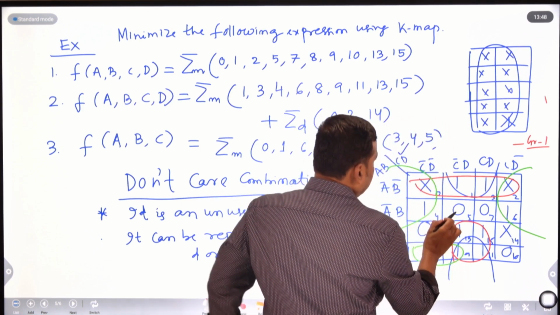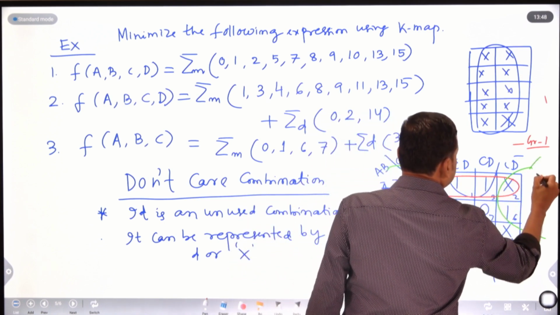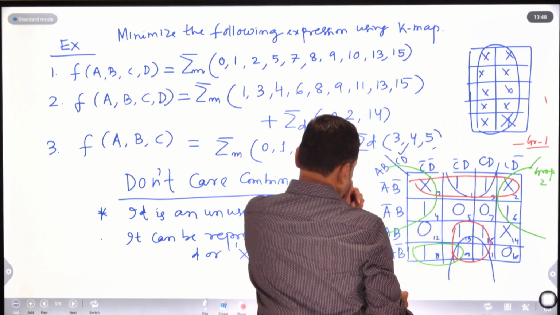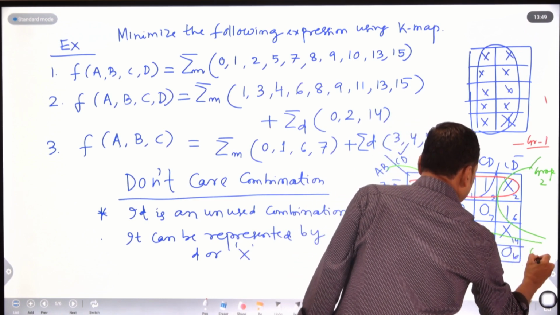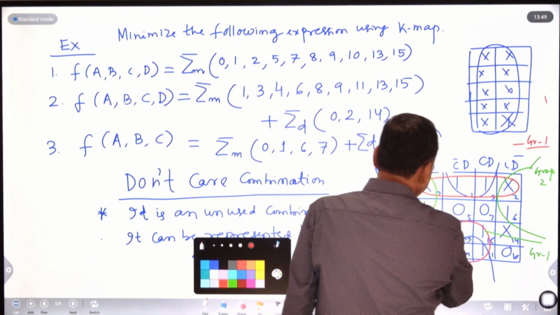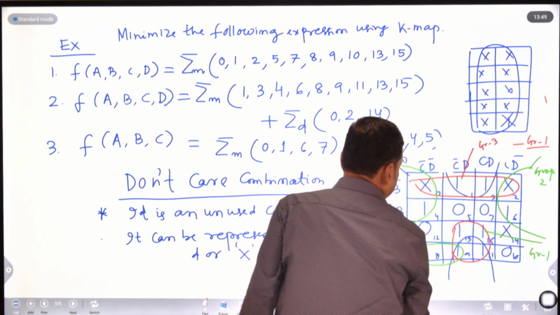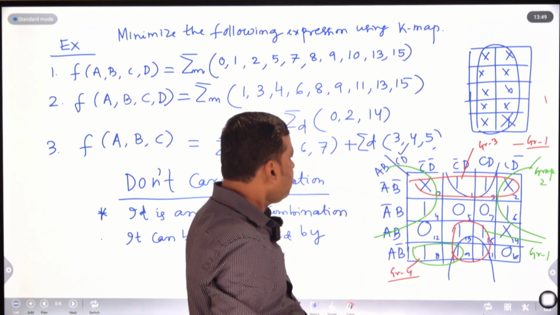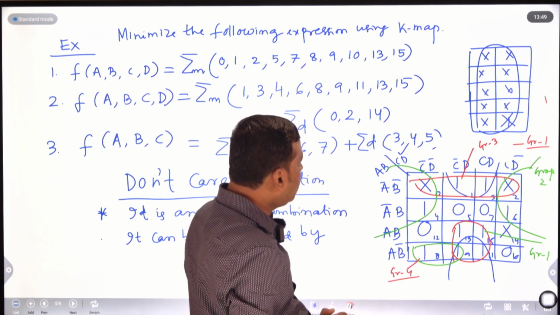So this is one group 1, this is your group 2, and this is your group 1, this is your group 1, this is your group 1, and this is your group 3, and this is your group 4. Okay, so you should look carefully. The redundant group should be avoided.